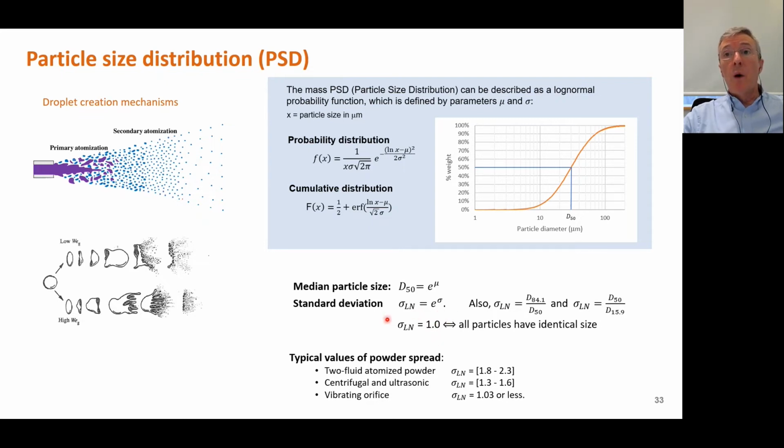For a sigma ln of 1, all particles have identical size. This is not the case. Usually in two-fluid atomized powder, gas or water, sigma ln is in the range of 1.2, which is very good, to 2.3, which is normal. So if you are in the range 2.2, 2.3, that's very normal. Centrifugal and ultrasonic have a much lower spread, and vibrating orifice, which is a very specific method of producing particles, is 1.03, but it has a very, very low productivity.